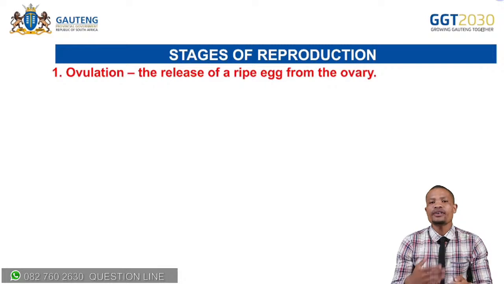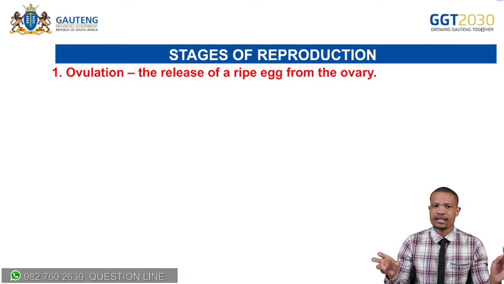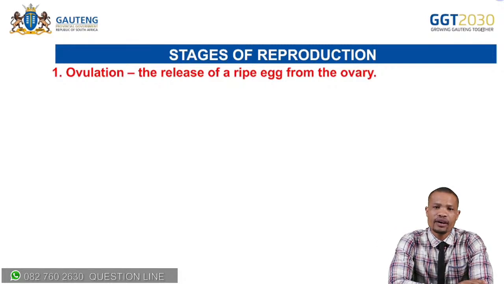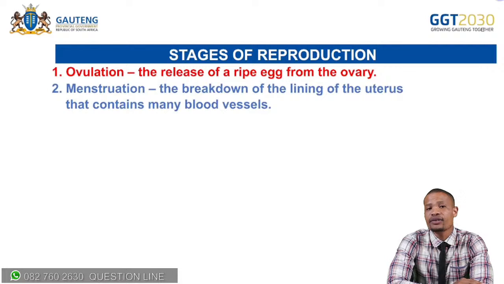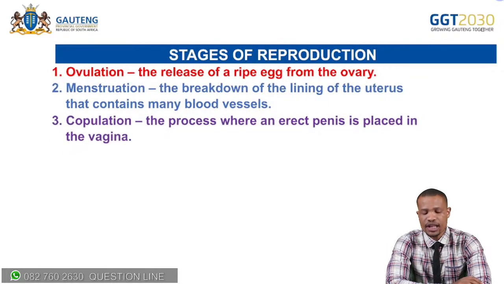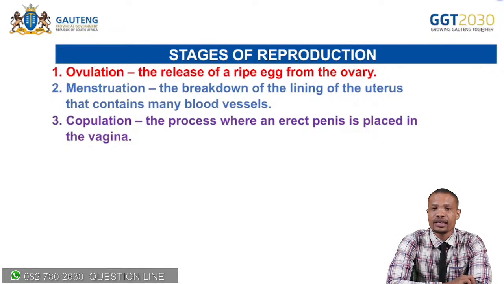Okay, so of the ovaries, only one can release an egg at a time. They don't produce eggs at the same time, and they don't release eggs at the same time. Only one can have an egg that will be released at a time. Right. Menstruation is the breakdown of the lining of the uterus that contains many blood vessels. Copulation is the process where an erect penis is placed in the vagina.